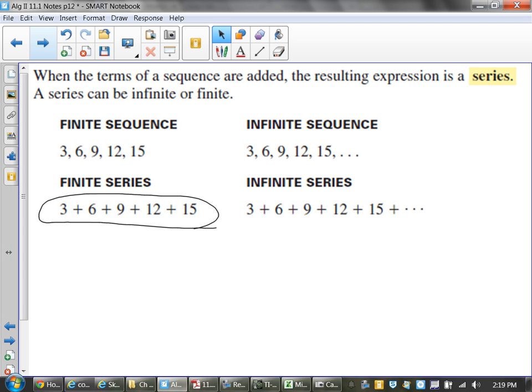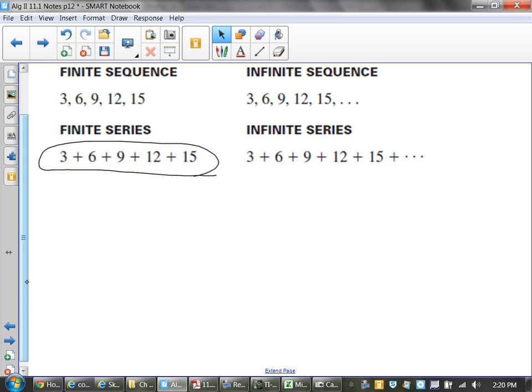And we write it out in sigma notation. So, the sum of a sequence is a series in summation notation. That's a variation.